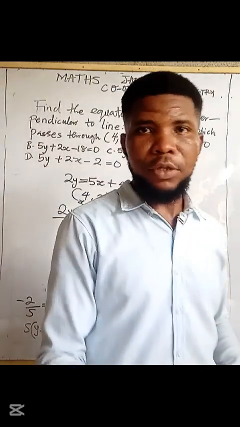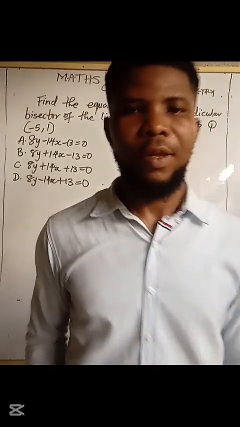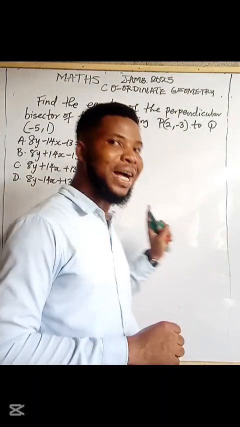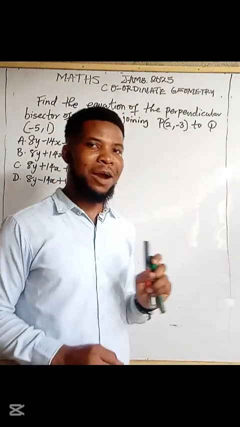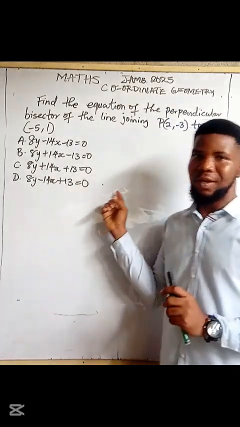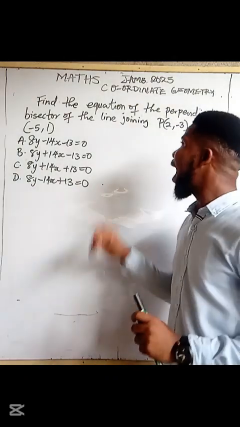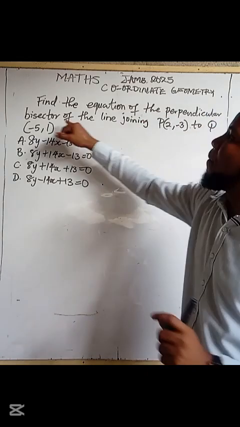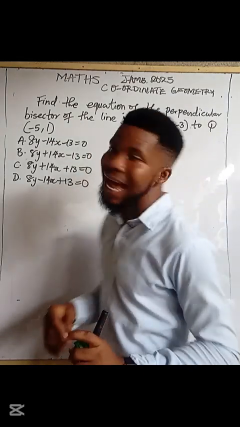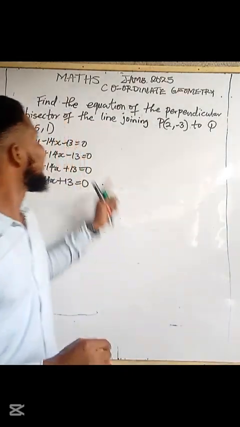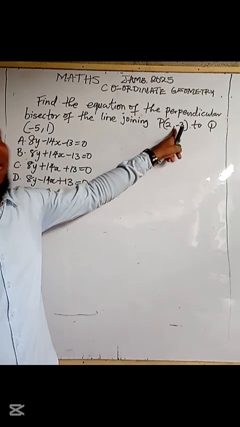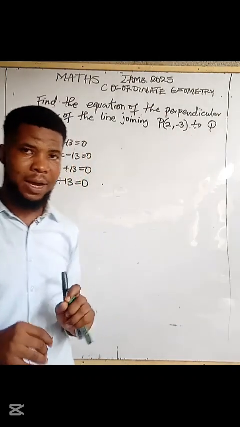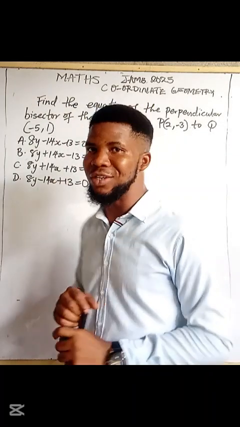Alright, let's solve just one more question. We want to solve a more recent question. This is in 2013, okay? Now, if you have this question, just like you're seeing behind me, how would you attempt it? It says, find the equation of the perpendicular bisector of the line joining P(2, minus 3) to Q(minus 5, 1). How do you solve this question?